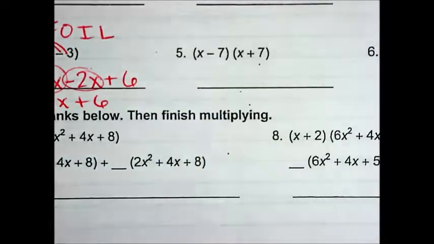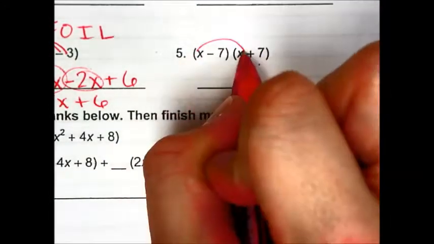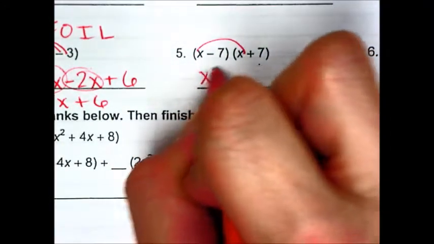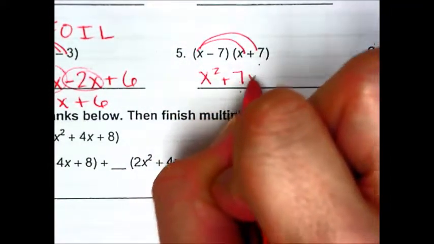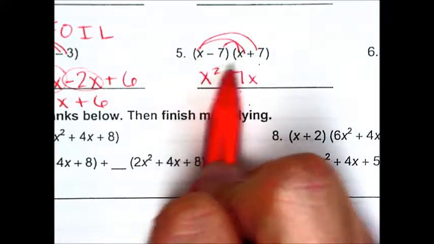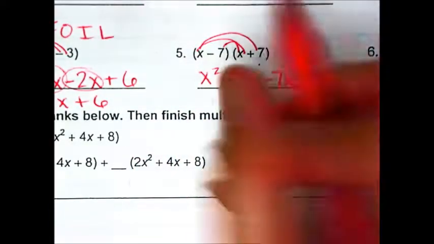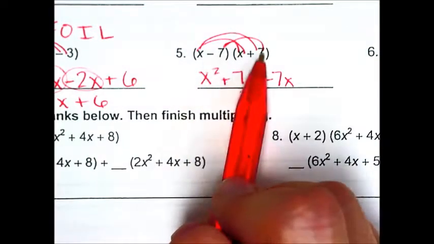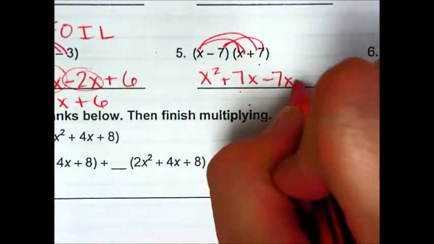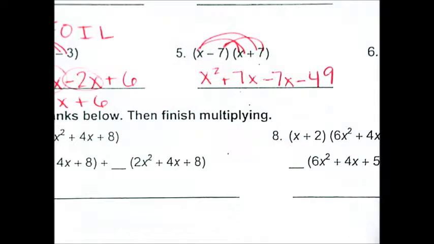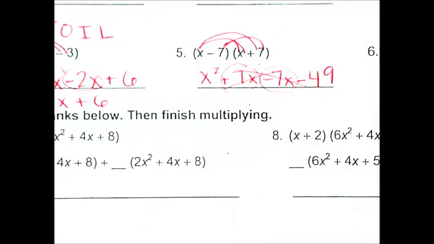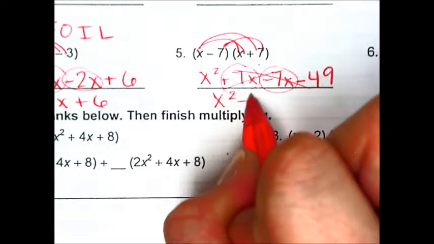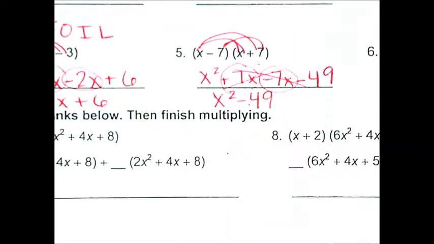Okay, again, binomial times binomial means FOIL. First, x times x, x squared. Outer, x times 7, 7x. Inner, negative 7 times x, negative 7x. Last, negative 7 times positive 7 is negative 49. Okay, combine like terms. 7x minus 7x is, hey, no more 7x. You're going to have x squared minus 49 because your 7x and your negative 7x canceled out.